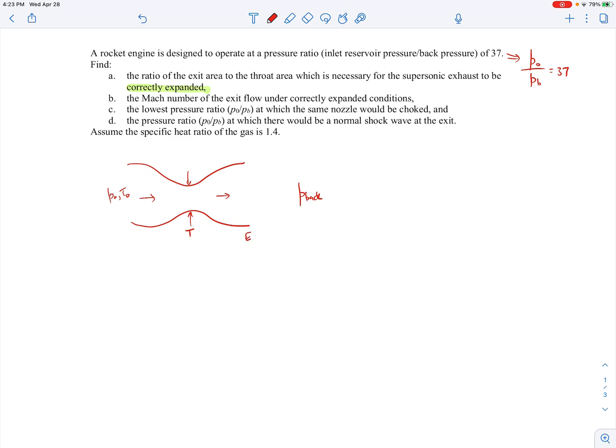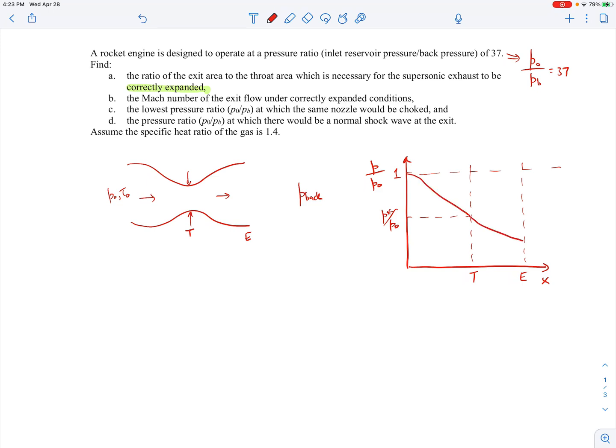Okay, so we're told that the flow is perfectly or correctly expanded, so that corresponds to the following. You'd have to refer back to the notes for this, but this is a plot of the pressure over the upstream stagnation pressure, this pressure right up here, plotted as a function of position along the nozzle. Here's where the throat is. Here's where the exit is. There's a ratio of 1. And here's P star over P naught. So for correctly expanded conditions, it corresponds to this kind of a situation.